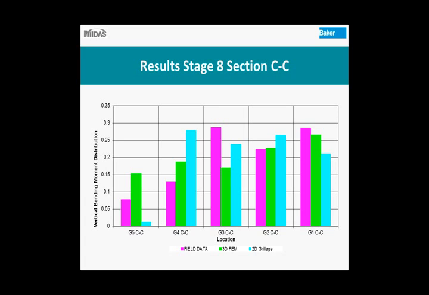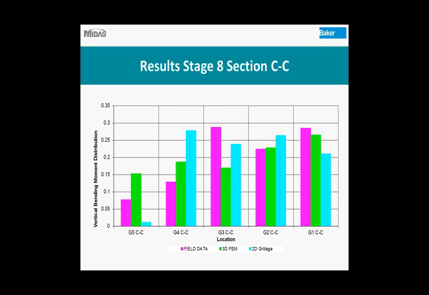So this graph is just comparing our field data, vertical bending moment distribution, to what we saw in the green on this graph, which is for our 3D finite element model. And then the blue is for a 2D grillage model. The 2D grillage model was completed by Shura, who conducted the field testing on this bridge. So we had results from a 2D model available, so we used those also in our comparison. And like I said, we're just looking at the vertical bending moment distribution throughout the section. And you can see along the horizontal axis, we're just looking at each of the different girders.